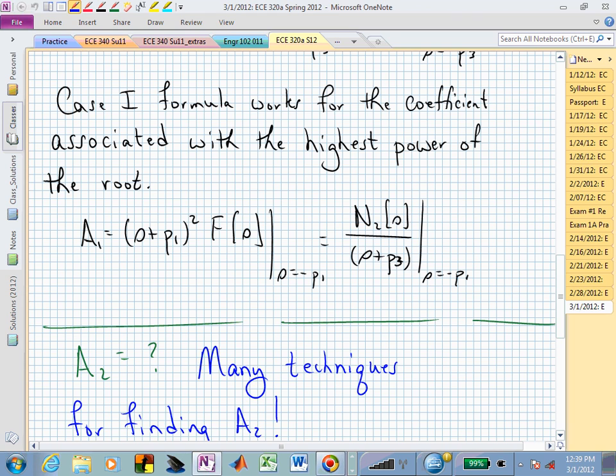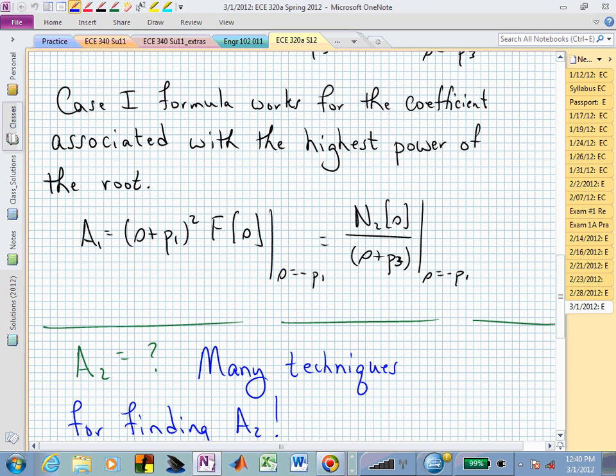The case 1 formula works for the coefficient associated with the highest power of the root. And in this particular example, that was the a sub 1 coefficient. We multiply both sides through by the s plus p1, in this case squared. We just had two poles at the same location. And for the structure that I had assumed in this example, that's the numerator divided by what's left over in the denominator when you cancel everything out that you've just multiplied through by. And that just leaves us the one factor, s plus p sub 3, in the denominator. You now evaluate that at s equal minus p sub 1.